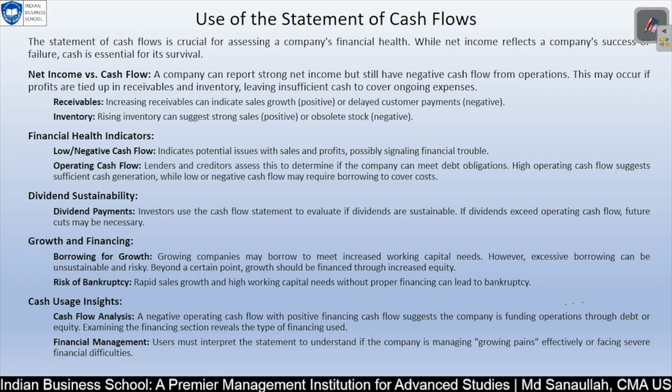Though net income provides a measure of a company's success or failure, cash is what a company needs in order to survive. So a company can show high, growing net income, but maybe they have negative cash flow from operations. For example, if the company's profit is tied up in growing receivables and inventory, it may not have enough cash to pay its ongoing expenses.